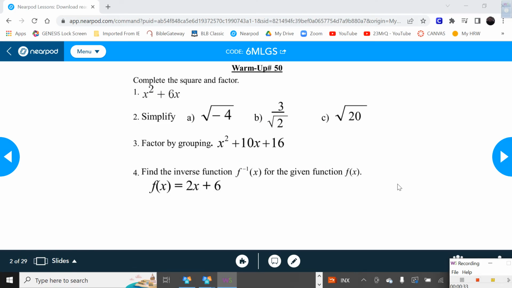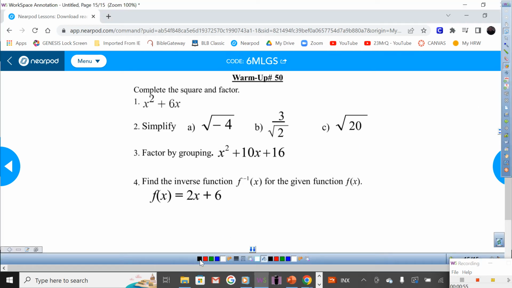So, let me go over that warm-up just to make sure we're on the same page. I'm going to start off by completing the square. Now, I'm not going to get too deep into this. This is something that you should know, but I'm just trying to retrieve it from your long-term memory. And just to elaborate a little bit about completing the square, is as follows.